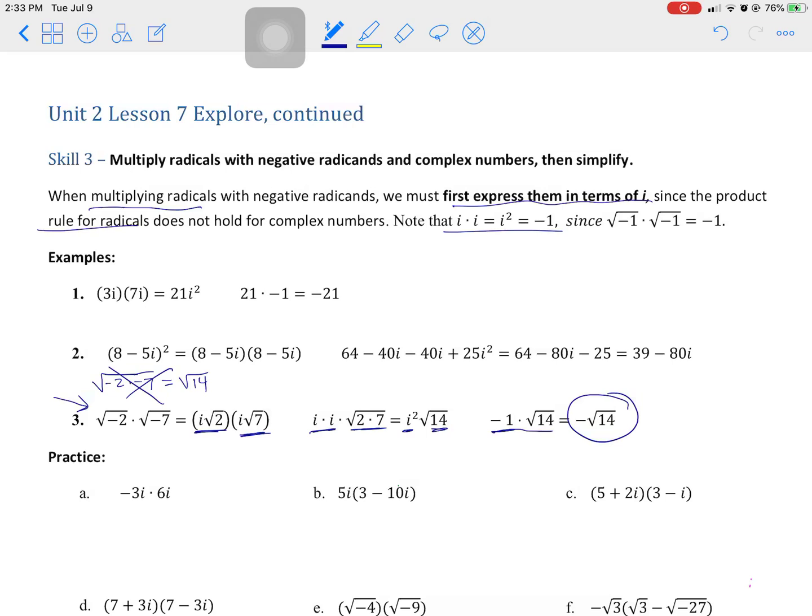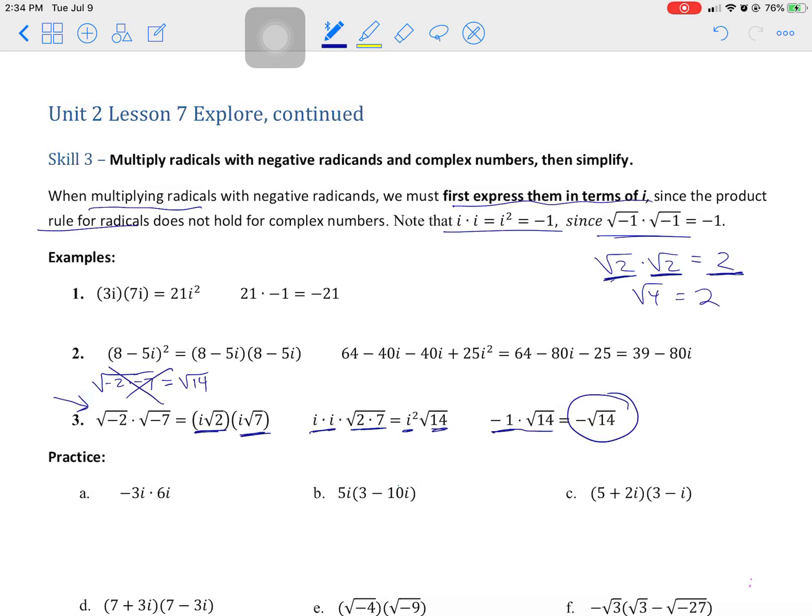i times i is i squared, which is negative 1, since the square root of negative 1 times the square root of negative 1 is negative 1, right? The square root of 2 times the square root of 2 is the square root of 4, 2 times 2 is 4, which is 2. If you take the square root times the same thing, you'll get what's in there. So that still holds.